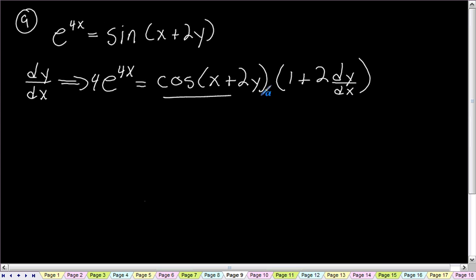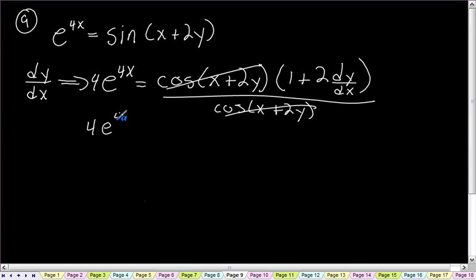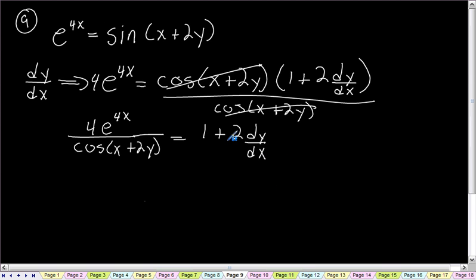I'm going to divide both sides by cosine of x plus 2y. So this side becomes 4e to the 4x over cosine of x plus 2y. That's equal to 1 plus 2 dy/dx. Now I subtract 1. I'm left with 4e to the 4x over cosine of x plus 2y, minus 1, equal to 2 dy/dx.